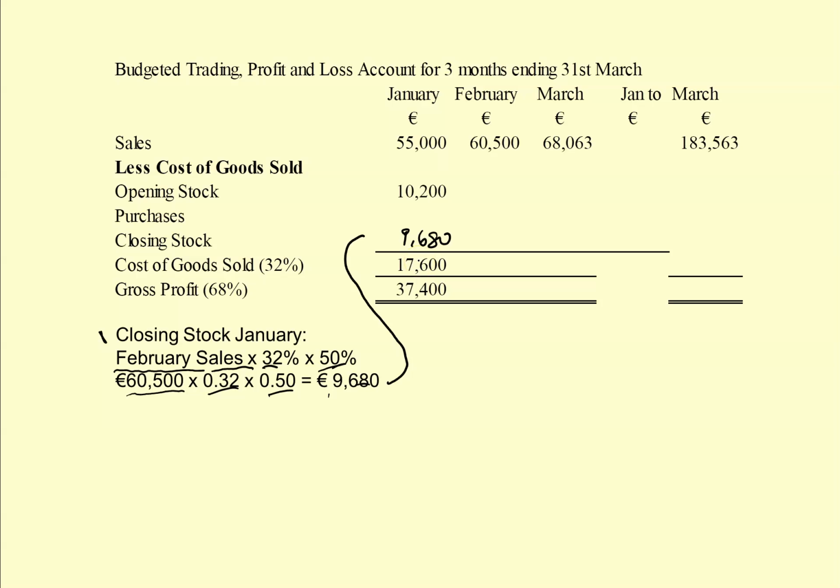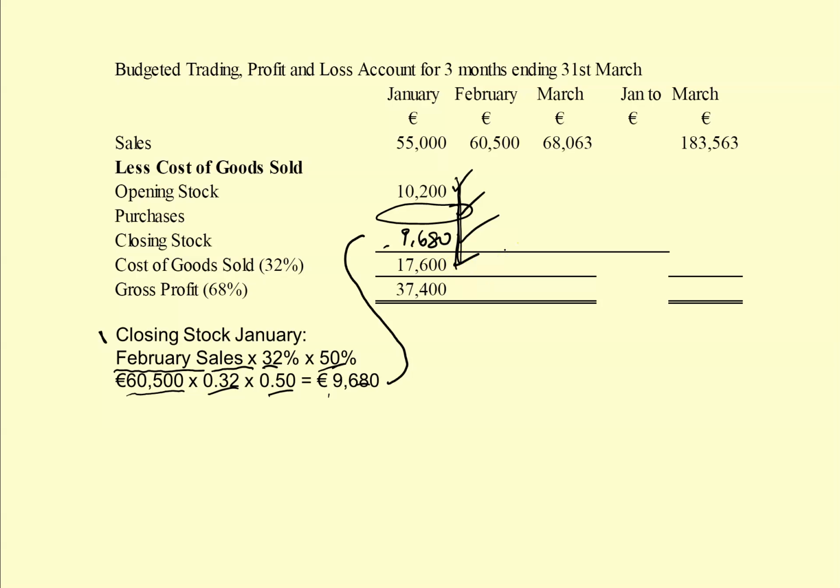9,680. Now, that'll be a minus figure. Now that just leaves the purchase figure. How am I going to calculate the purchase figure? Well, in fact, what you have here is a little equation. Opening stock plus something minus closing stock gives 17,600.